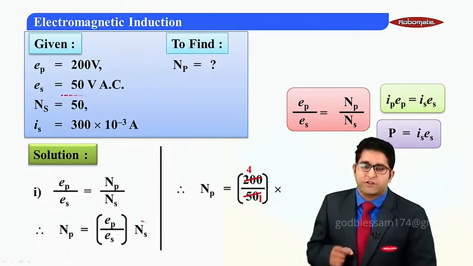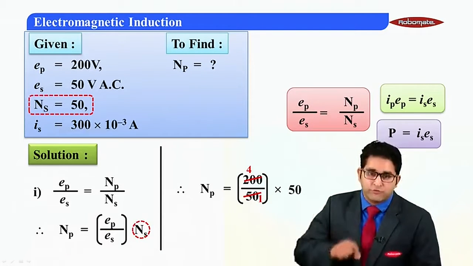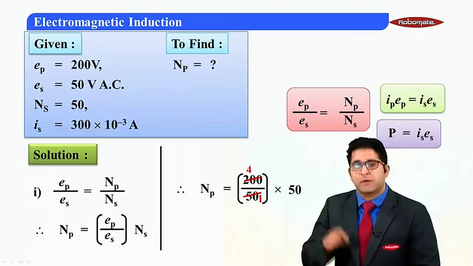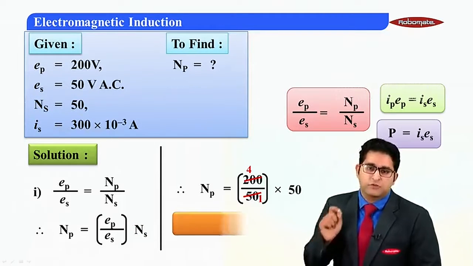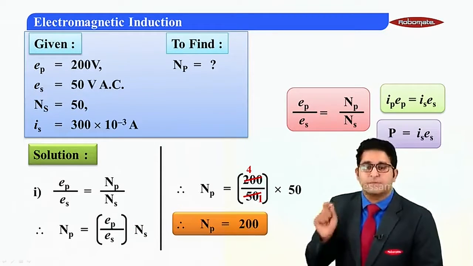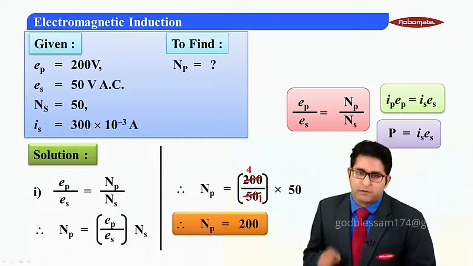The value of NS is 50. So this will become 4 into 50, and finally the value of NP will come out as 200 turns, right? So the number of turns in the primary coil is equal to 200. Now let us move further.